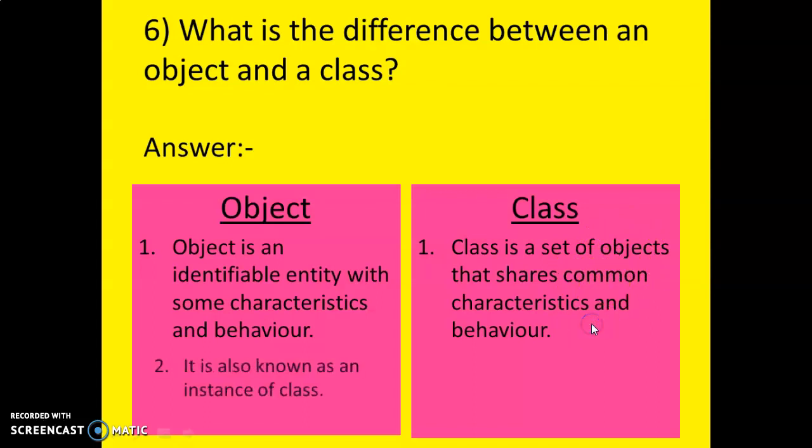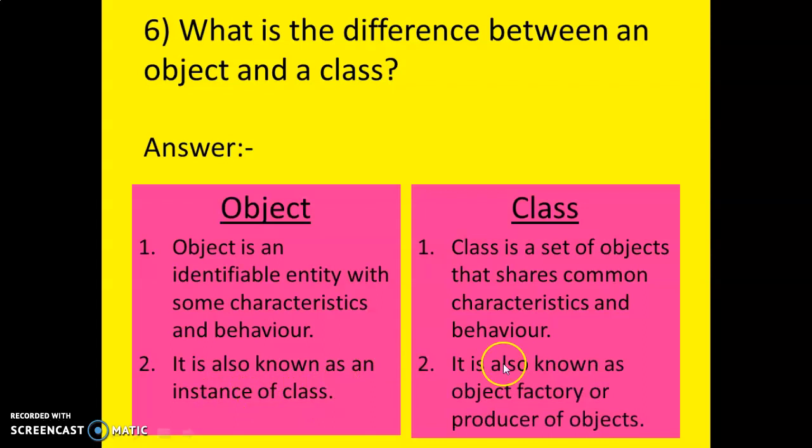And the second point is, an object is also known as an instance of a class, and a class is also known as an object factory or producer of objects. As we know, factory means where a huge lot of the same type of things are produced. So in a class, the same types of objects are there. So a class is also called an object factory or producer of objects.